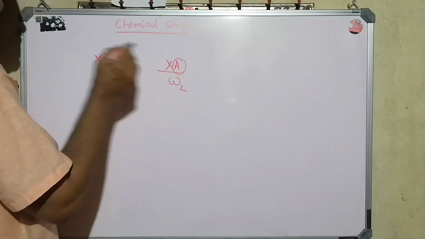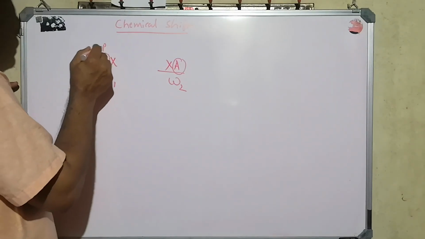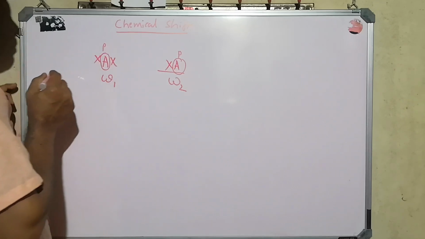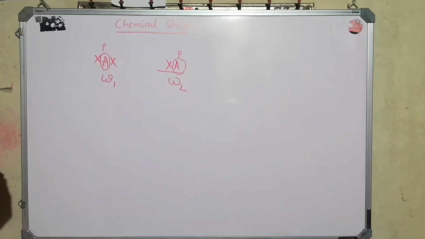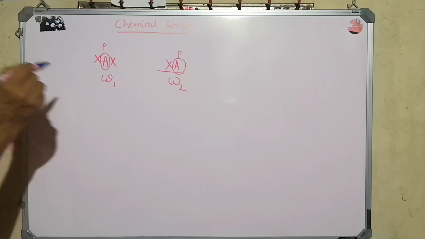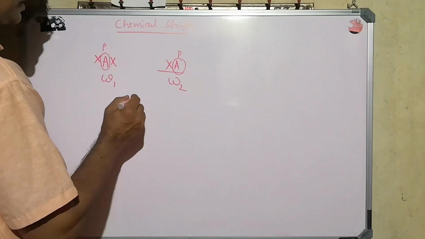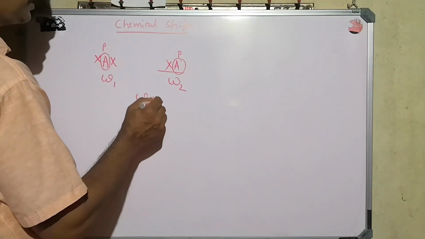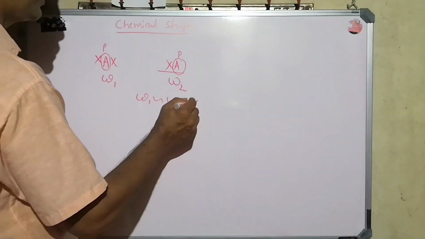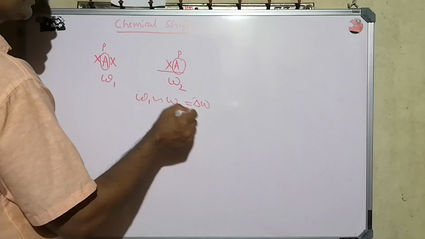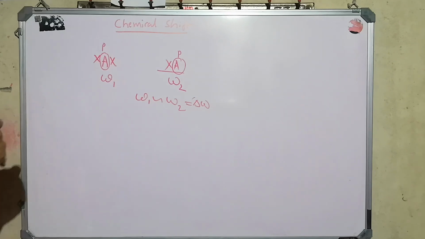Even though the nucleus is the same, say proton, here also it is the same proton, but the resonant frequencies are different. The difference in resonant frequency is called chemical shift. That is, omega 1 minus omega 2 is equal to delta omega. This is called chemical shift.